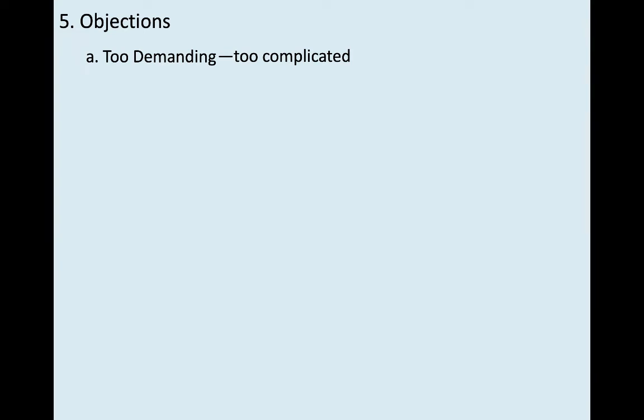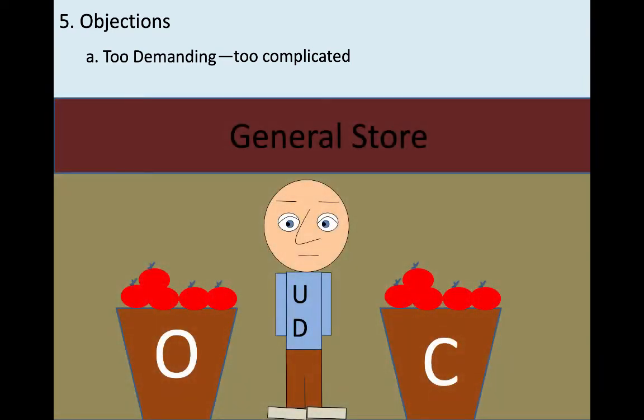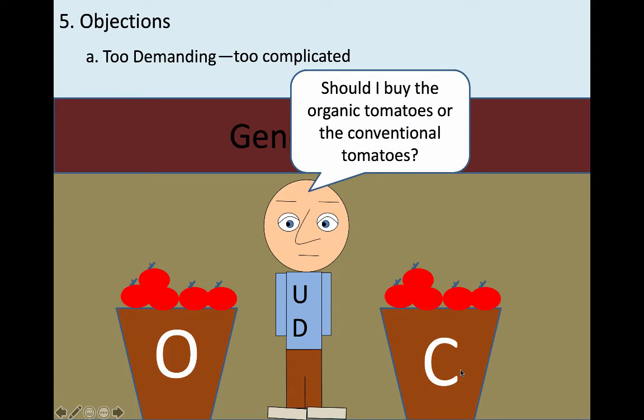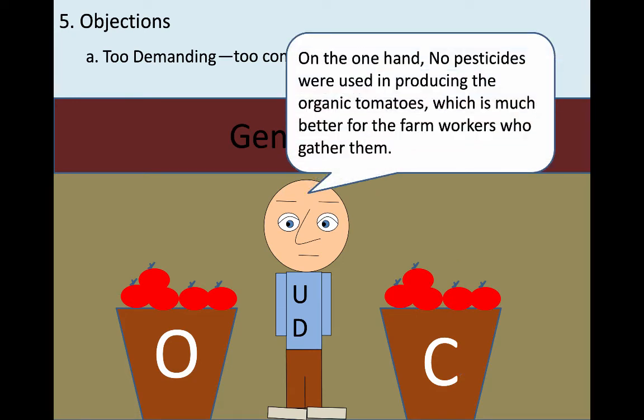Okay. Another version of the too demanding objection says it's too complicated. We're never going to be able to figure out what's morally good or morally bad if Mill is right. And again, we'll use the utilitarian dad to illustrate this point. Here we have the dad choosing between some organic tomatoes and some conventional tomatoes. He's going to buy a single tomato, and he says, which one should I buy, the organic or the conventional? And then he goes through a reasoning process.